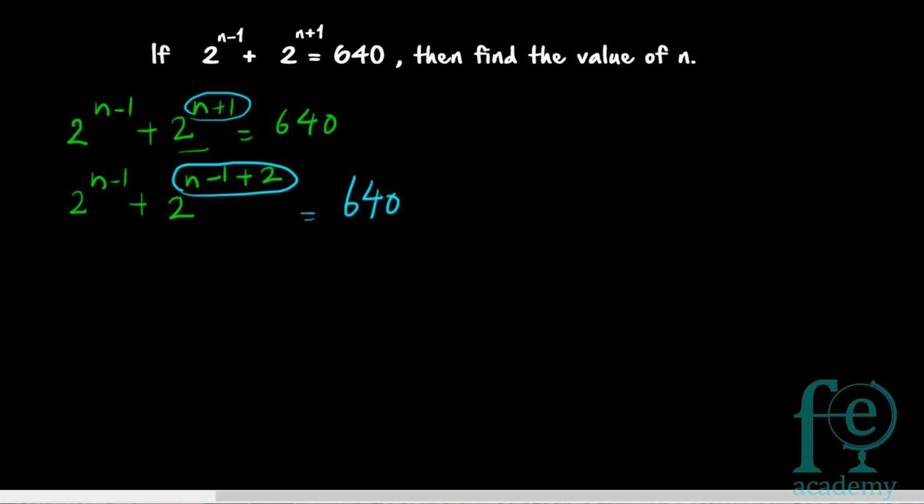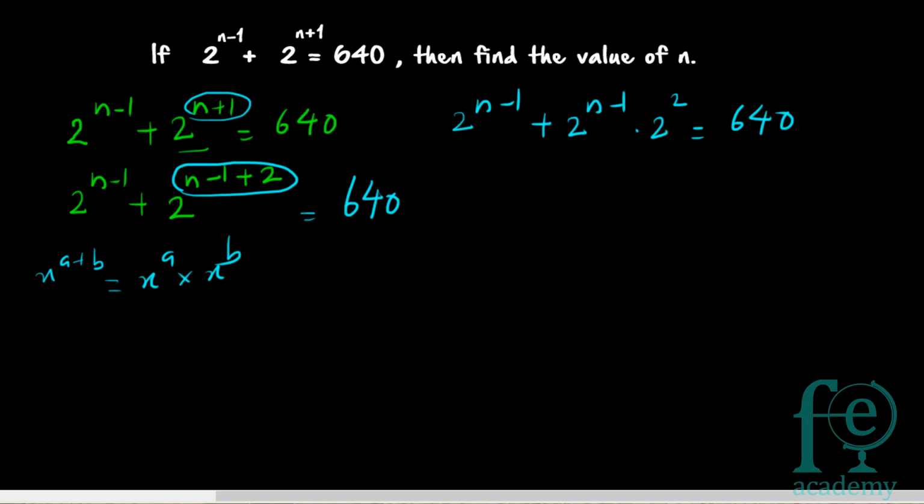You can rewrite it as 2 raised to n minus 1 plus 2 raised to n minus 1 into 2 square is equal to 640. You are just splitting these terms. Okay, x raised to a plus b is equal to x raised to a into x raised to b. So you are taking 2 raised to n minus 1 common. So 2 raised to n minus 1 into 1 plus 2 square. 2 square is equal to 4. So 1 plus 4 is equal to 640.